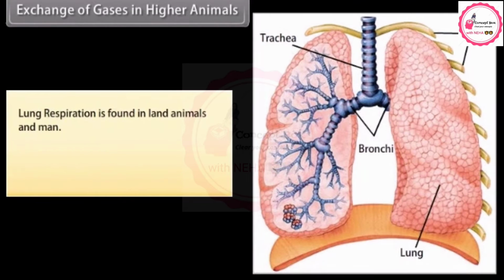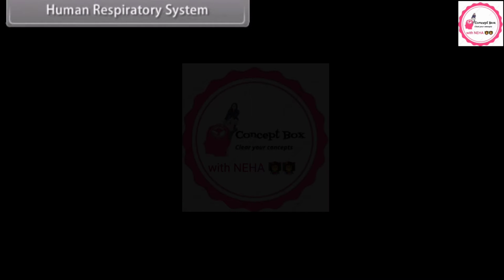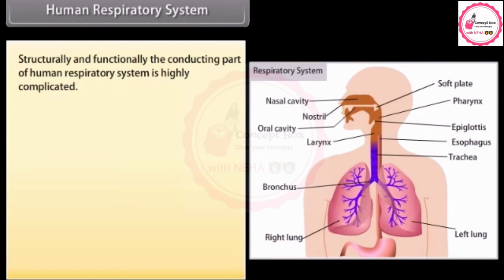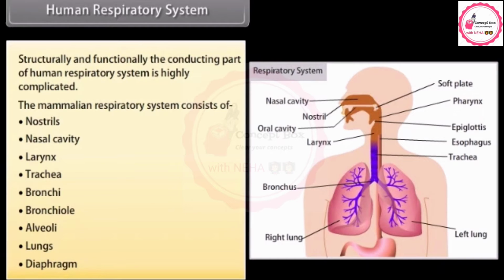Lung respiration is found in land animals and man. Respiratory organs are lungs. It is also known as pulmonary respiration. It occurs with the help of the respiratory system. Human respiratory system. Structurally and functionally, the conducting part of the human respiratory system is highly complicated. The mammalian respiratory system consists of nostrils, nasal cavity, larynx, trachea, bronchi, bronchiole, alveoli, lungs, diaphragm.